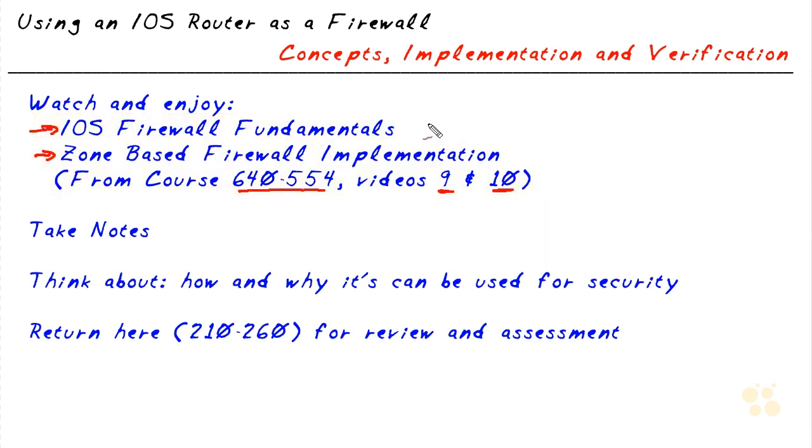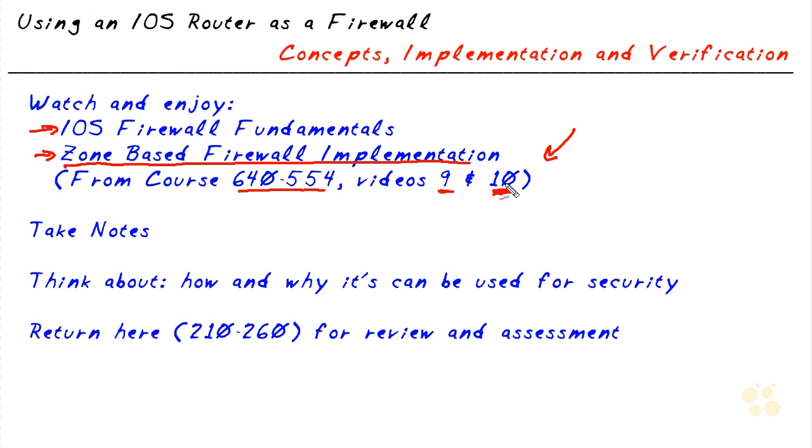And I also want to point out that implementing zone-based firewalls, which is part of video 10, there's a lot of commands, like hundreds of commands that could potentially be used. And so in the light of making it a little bit easier to deploy that configuration, we're going to be using the Cisco Configuration Professional. That's the graphical user interface for managing a Cisco router.